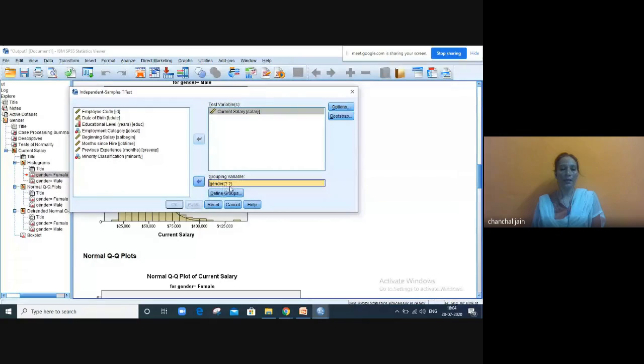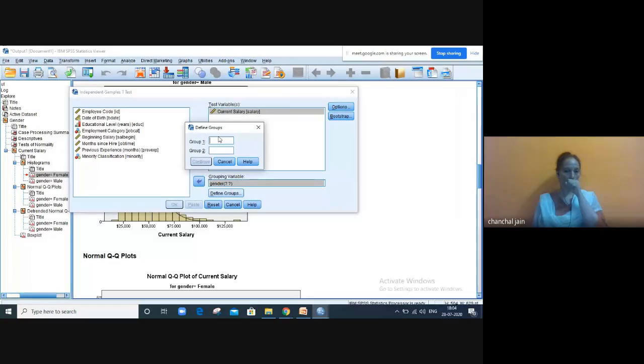Here you can see there are two question marks, because there can be only two groups in case of an independent sample t-test. That means we need to give values here. So you need to click on define groups, and when you click on define groups, a small box will appear on your screen. Here you need to define group 1 and group 2.